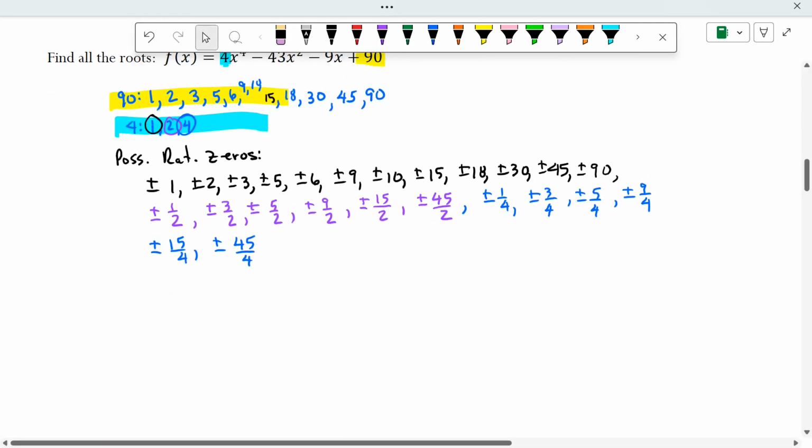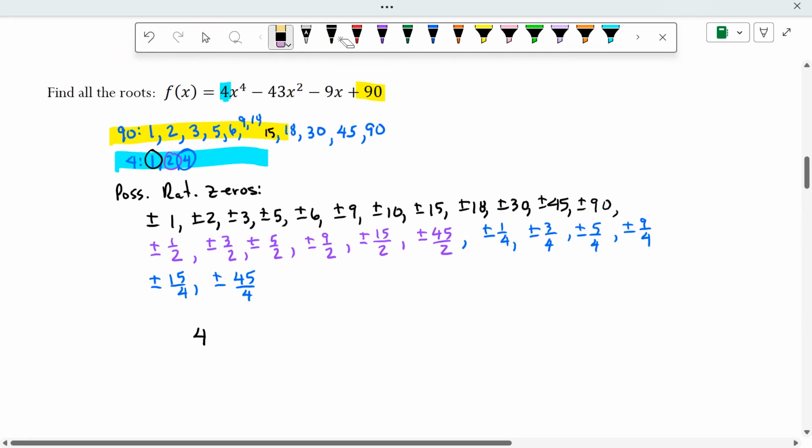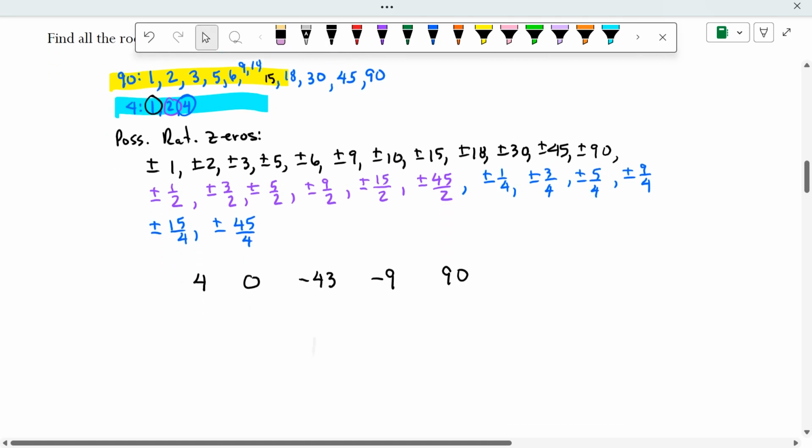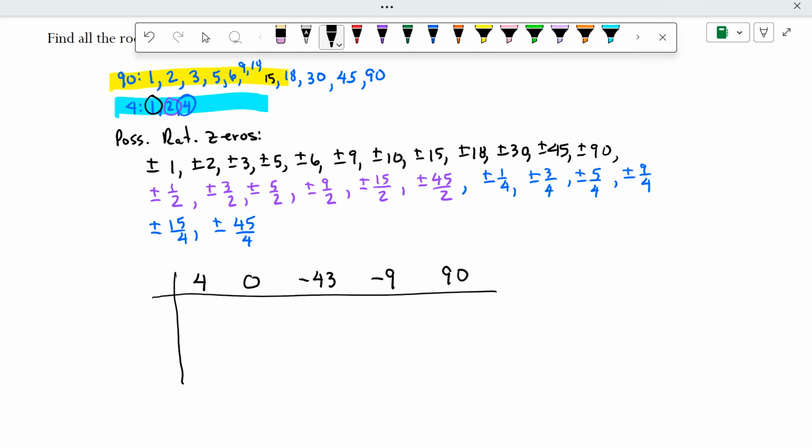So I want 4x to the 4th, negative 43x squared. Oops, I need 0x cubed, negative 43x squared, negative 9x, and 90. So we have to make sure all of our degrees are accounted for.